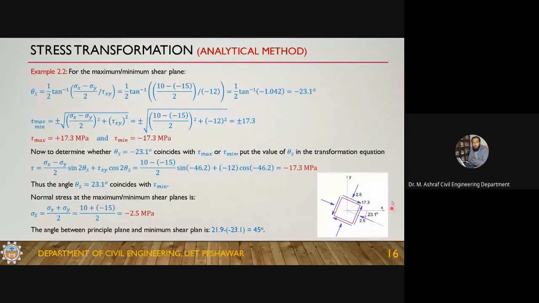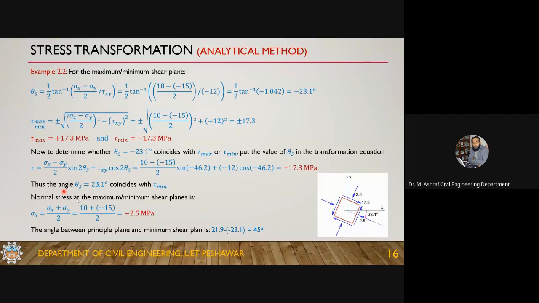So this is the complete state of stress corresponding to the maximum shear stresses. 17.3 is the maximum value of the shear stress. It cannot be more than this. All other shear values will be less than this one. Anything less than this is possible, but nothing greater than this can exist.